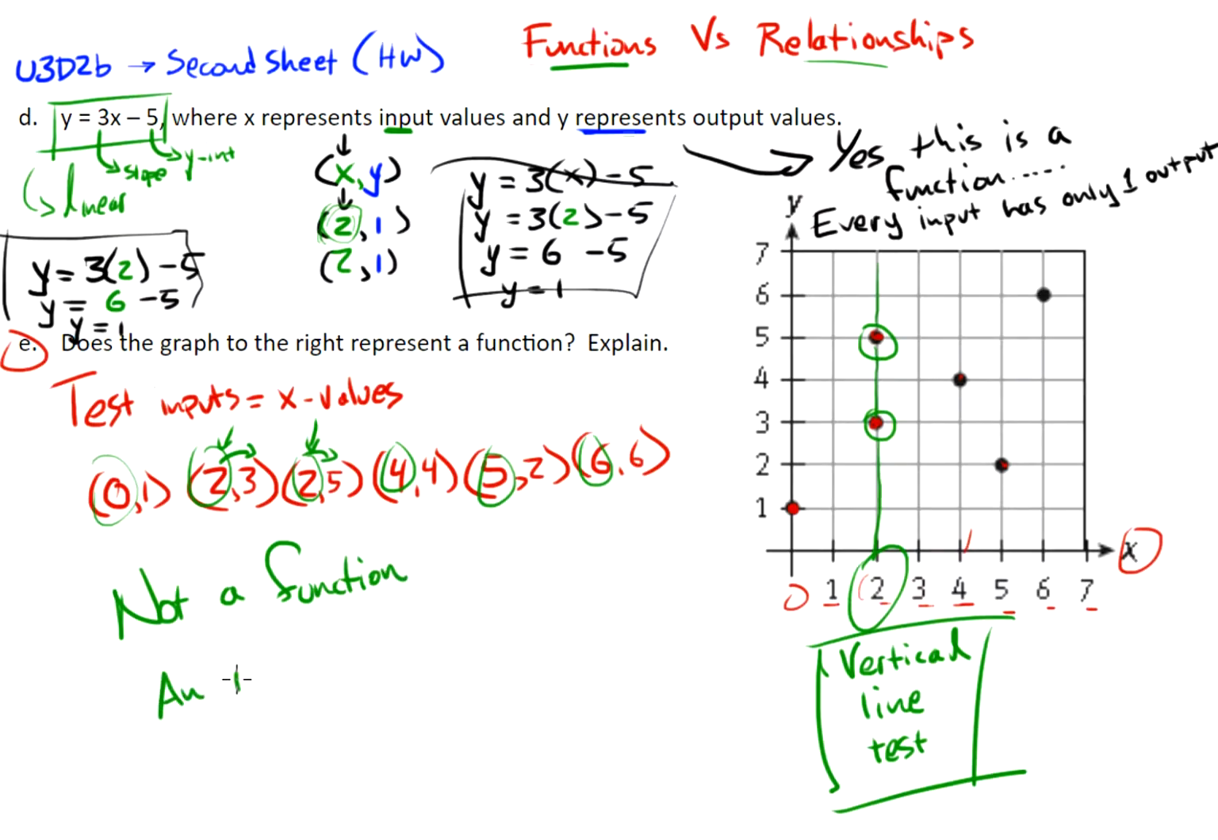An input was caught cheating. There you go. If you have any questions, always contact me. I'm always happy to answer your questions. Go ahead, finish the rest of this page.